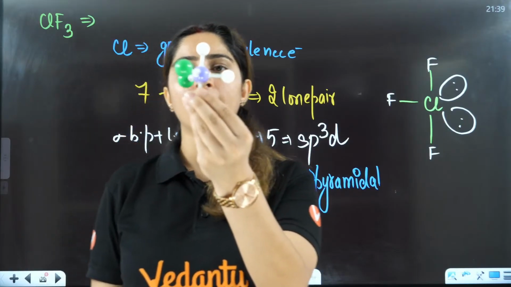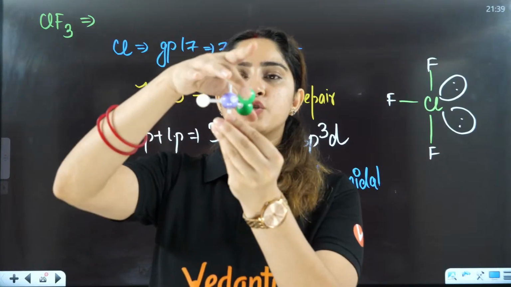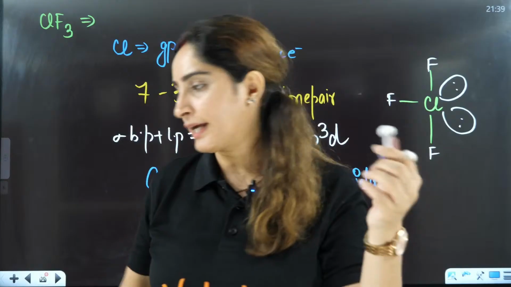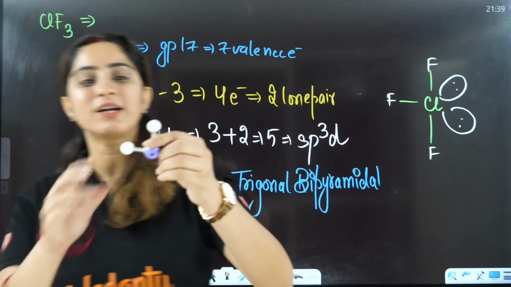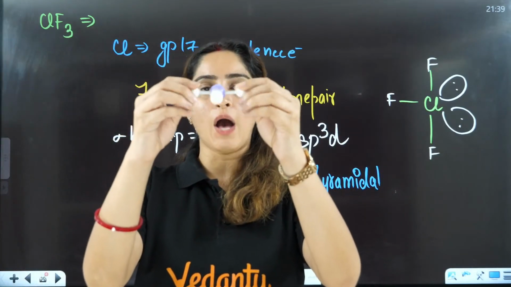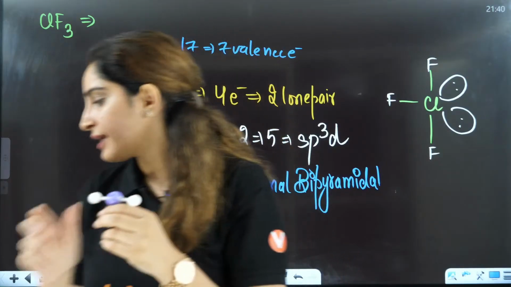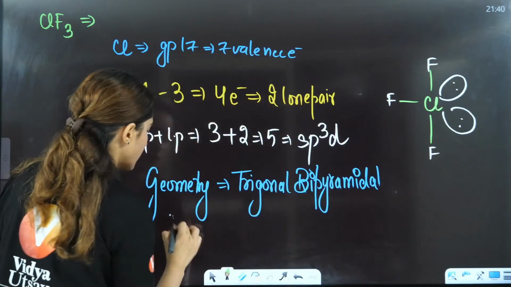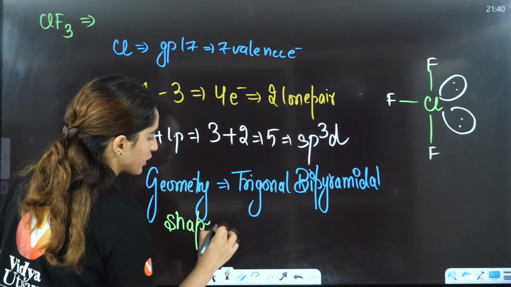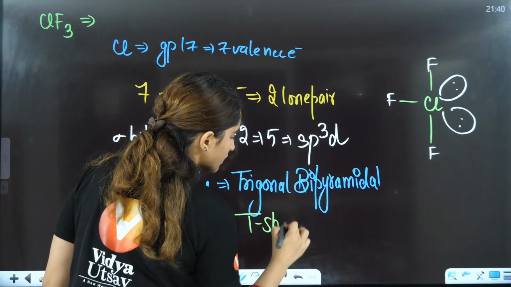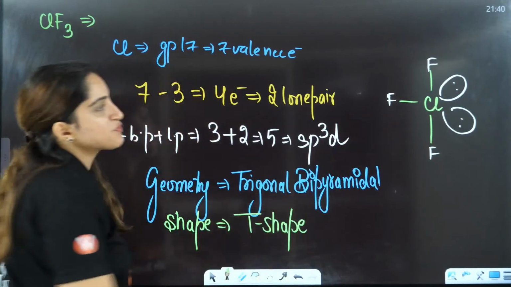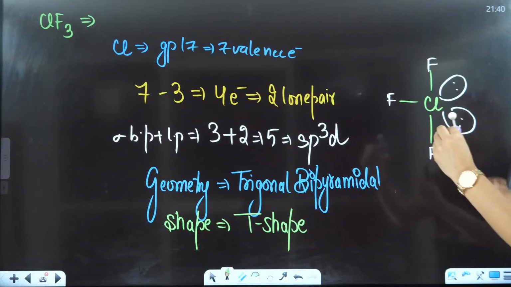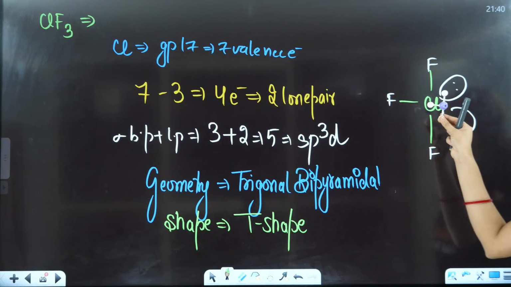Isn't it trigonal bipyramidal? Yes. These 2 are the lone pairs. So for shape, you have to ignore the lone pairs, take them out. Now, what kind of structure do you have here? T shape, right? So that's why we directly write that the shape is going to be T shape. Okay, that is visible there as well. So it is going to be T shape, like this.